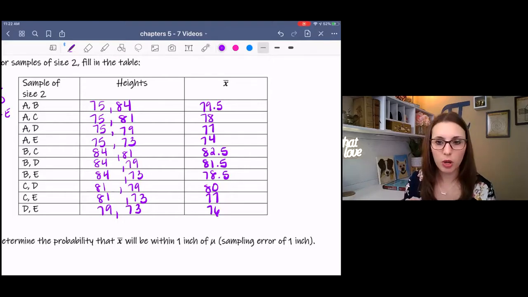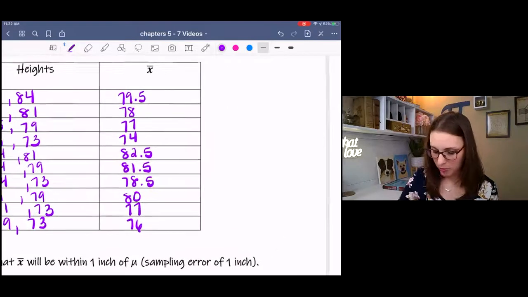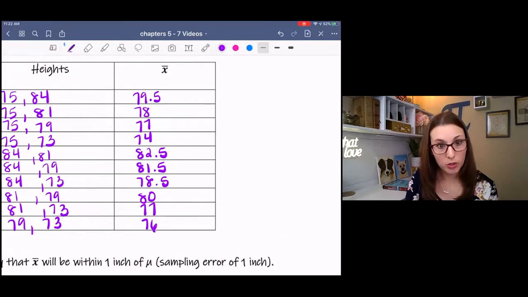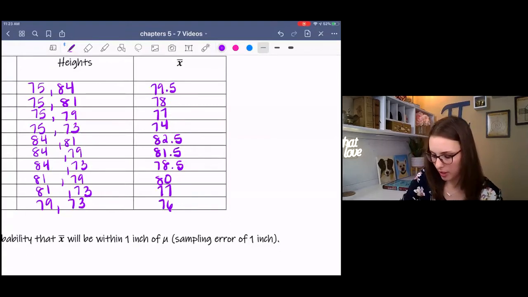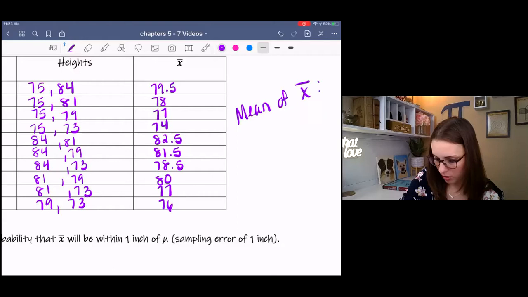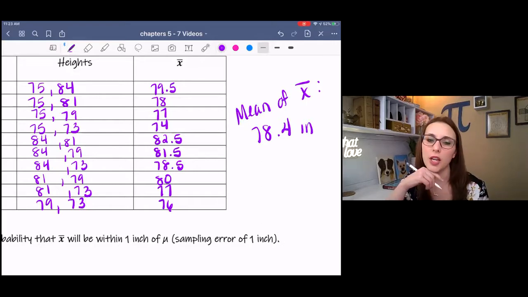Before we move on, I know this isn't part of this problem, but I want you to find the mean of the sample means. So here are the sample means. Now I want you to find the mean of those. I'll pause it, you try it, and come back. So if you found the mean of the sample means, you should get, mean of X bar, 78.4. Look at your population mean. What do you see? Might be a coincidence, might not. We'll have to find out.